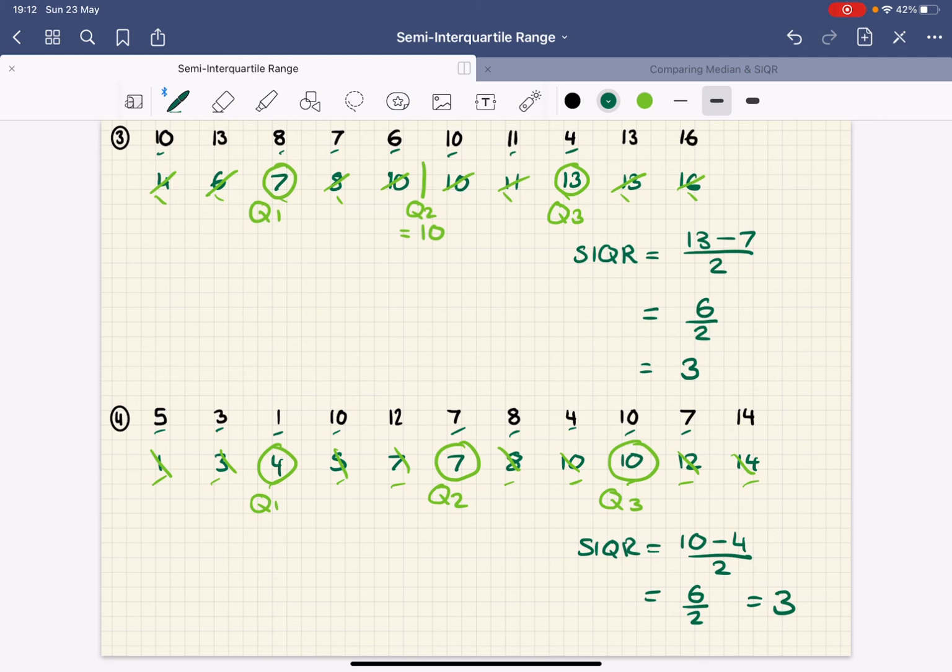Now, normally in questions, majority of the time they're going to be in some context and they're going to ask you to find the median and the semi-interquartile range and then compare them. So the next video we'll be looking at how to write those comparison statements, but we won't be doing any of the calculations in it.